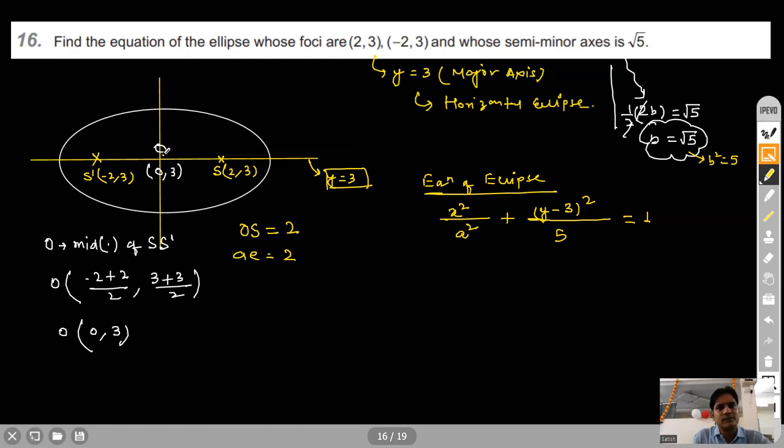So we got the center, and this ae is equal to 2. This is y equal to 3. Let me take this point as A, so OA will be equal to a. But how to find the coordinate of A then? This video is getting longer, no? Okay, just let me have some water first.